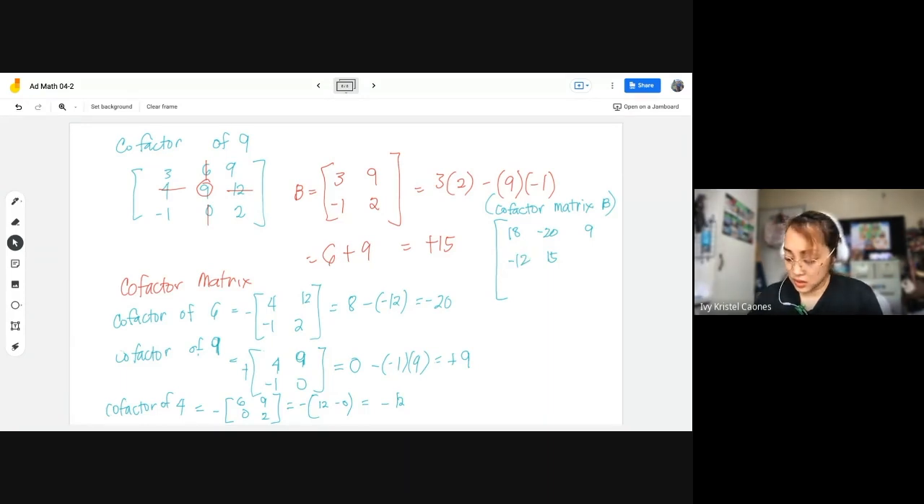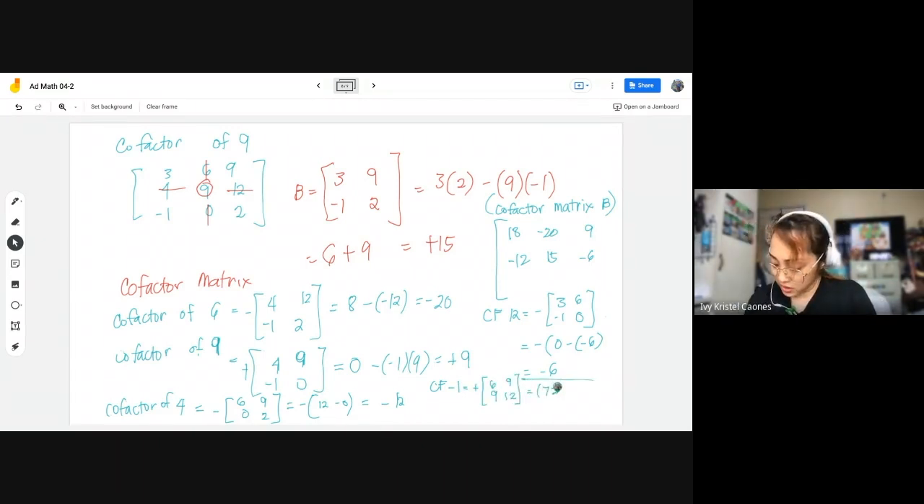Okay. Next is the cofactor of 12. It will be negative of 3 and 0, 6 and negative 1. So that is negative of 0 minus negative 6, which is negative 6. Then next is the cofactor of negative 1. It will be positive 6, 12, 9, 9. That is 72 minus 81, negative 9. So this will be negative 9.